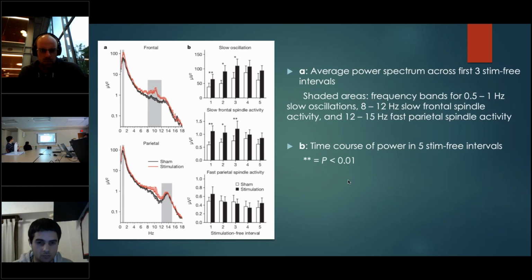And then you can see on the bottom right panel, there's no, I don't know, can you see the little stars that indicate that they're significant? Yeah, we need a bigger screen to really do this. Yeah, so in the bottom right panel, there are no little stars there, there's no significance between the sham and stimulation.